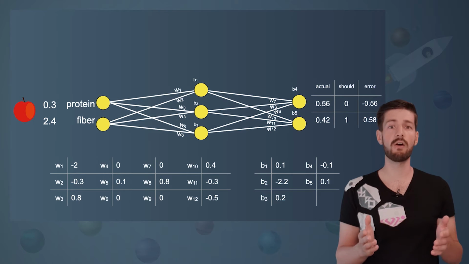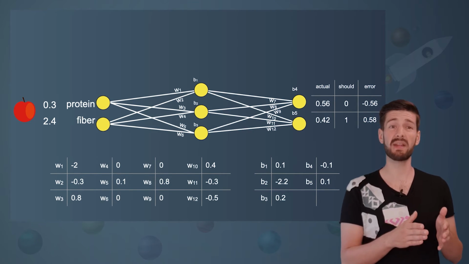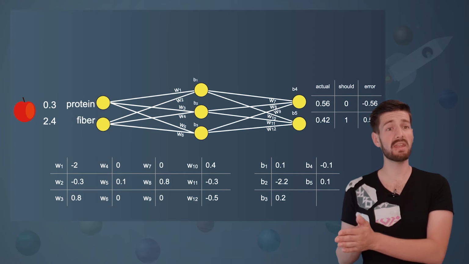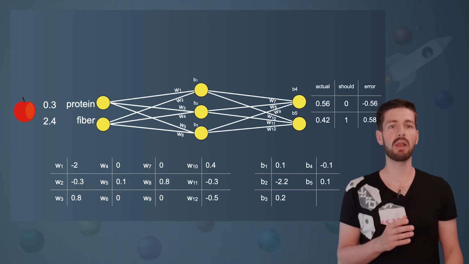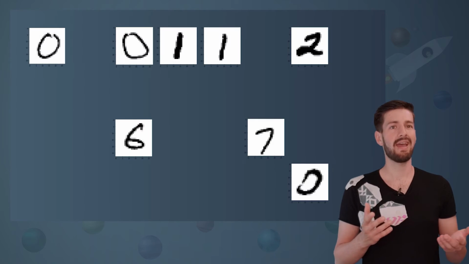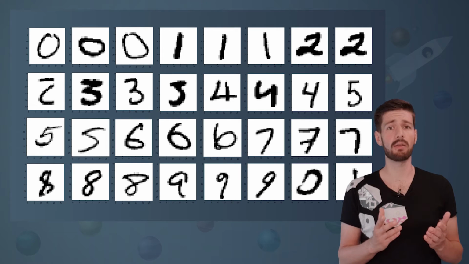This process of forwarding inputs through the network and using the predicted and expected output to backpropagate the error is then repeated until our network can predict the correct label in most cases. And the same idea is what bigger neural networks are based on.